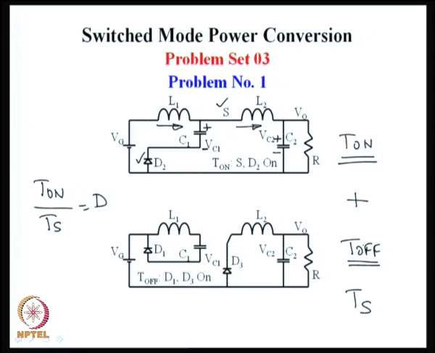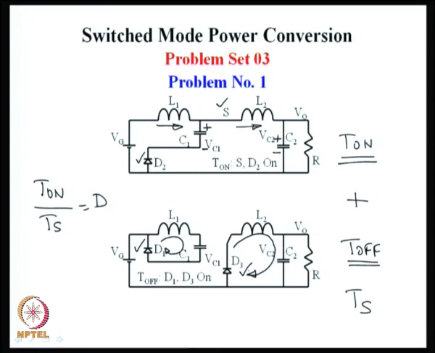Now, during the off time, the switch S is off and the diode D2 is off, and instead D1 and D3 are on. The circuit conditions now are L1, C1, D1 form a closed path for the current, and D3, L2, Vc2 form a closed path for the current.